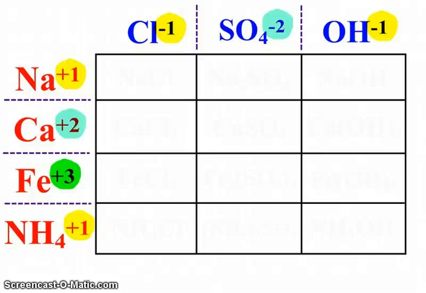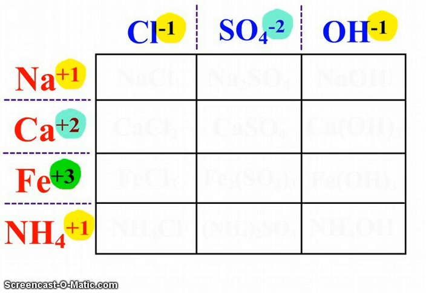So how do we write the formulas for ionic compounds? Well, if you're given the ions, remember the goal is to put them together to make a neutral compound, a charge of 0. So positive and negative ions come together and the charge has to equal 0. So here you see I've got some cations down the left and I've got some anions across the top. And I've got them kind of color-coded by the charges.